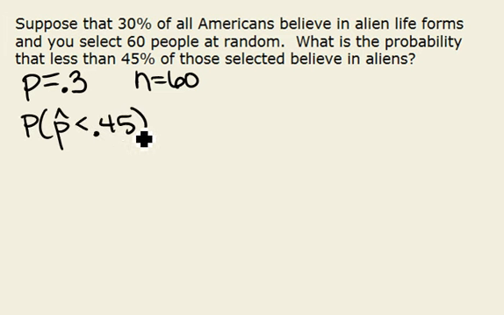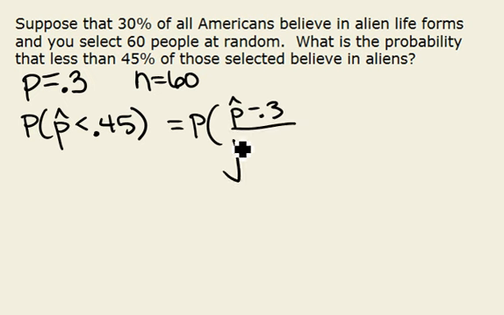Now as long as multiplying n times p and n times 1 minus p give you at least 10, then we know that p hat is normally distributed. And so we can change this into a z. We do so by subtracting the mean of p hat, which is p, here 0.3, and dividing by the standard error, which is the square root of p, 0.3, times 1 minus p over n.